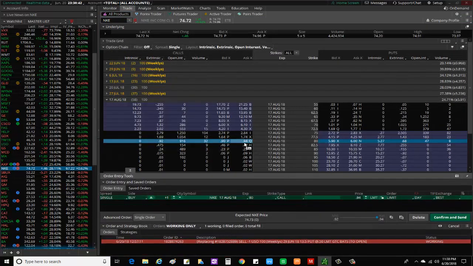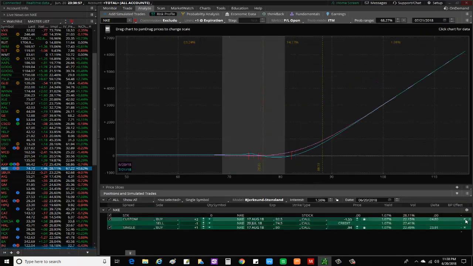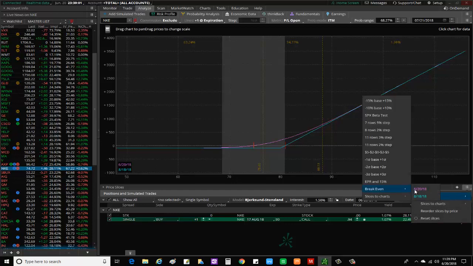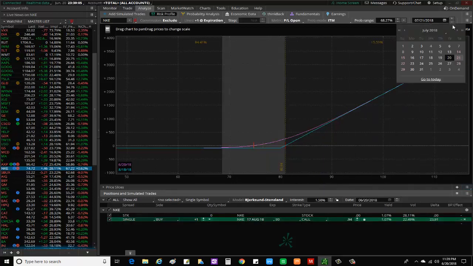So if I bought the 80 strike call here for 94 cents, the most I could lose would be 94 cents. And my profit target, here I can show you, analyze the trade. Sorry, that was another strategy I was looking at. Let's go ahead and set these slices to break even. Make sure my date's right, August 17th. It is not.